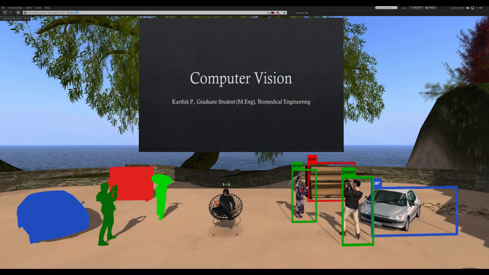Okay then, hi everyone. My name's Karthik. I'm a graduate student in Singapore. I study biomedical engineering. I'm doing my research and computer vision is a very big part of the work that I do. I'd just like to give a bit of an introduction.